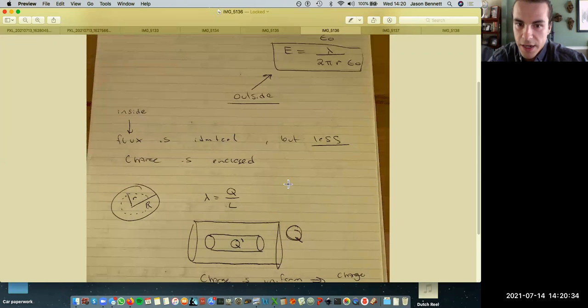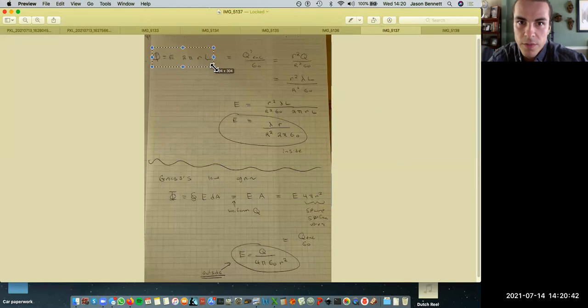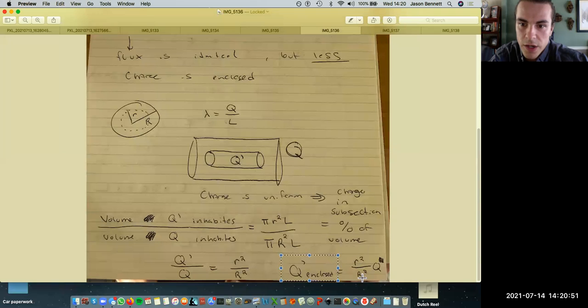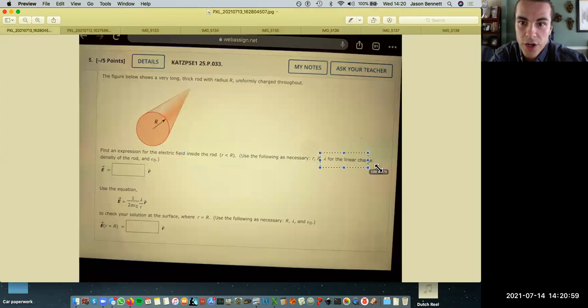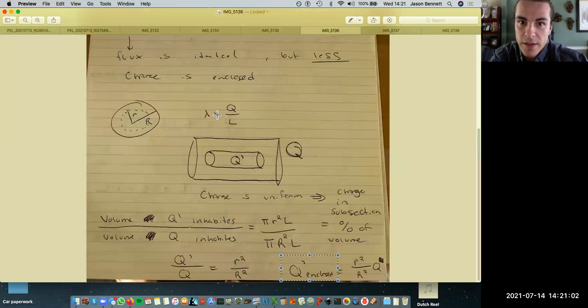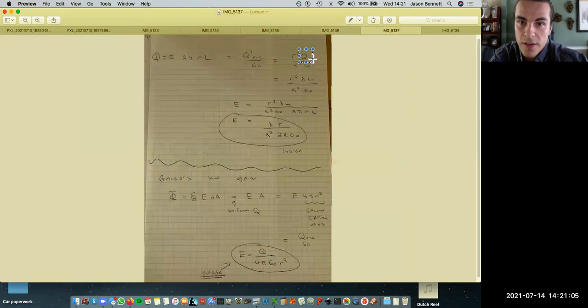So the flux is identical because the electric field is the same, the same amount of arrows are pointing through each of these. So I have my flux from the integration from before, but now I have a different Q enclosed. Now I have little r squared over big R squared, times Q. And Q, I actually know based on my linear charge density. So Q is the linear charge density lambda times L. So I plug that in, and I have r squared lambda L over big R squared epsilon naught.